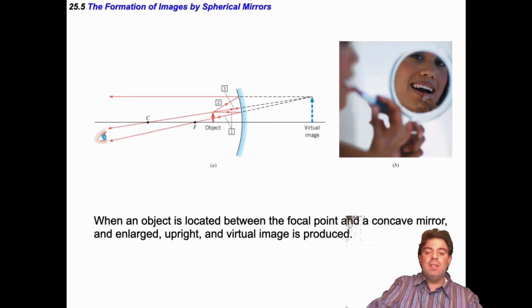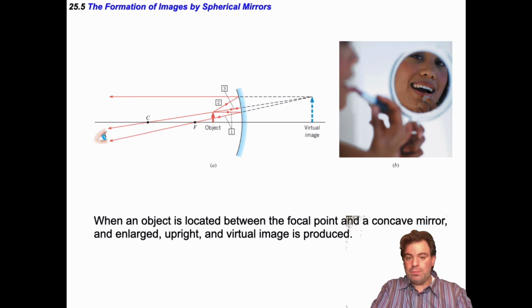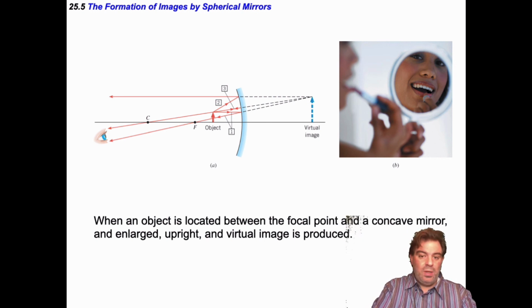And obviously the third case is now when the object is between the focal point and the mirror. When the object is between the focal point and the mirror, the image is going to be virtual, meaning it's going to be on the other side. It is going to be upright, and it's going to be enlarged. Once again, if the object is between the focal point and the mirror, the image is going to be virtual, meaning it's going to appear on the other side, enlarged, and upright. Please, it's imperative that you memorize all three scenarios.